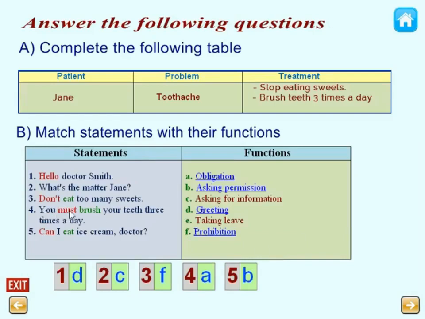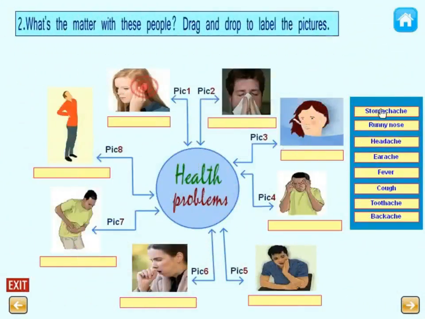In the fourth statement, we have must plus verb, which expresses, as you see here, obligation. The last statement expresses asking permission, because as you see here, we have can I plus verb. Click here to move to the next activity. Here, you have to drag and drop words to label the pictures. Take 2 minutes to do the task.